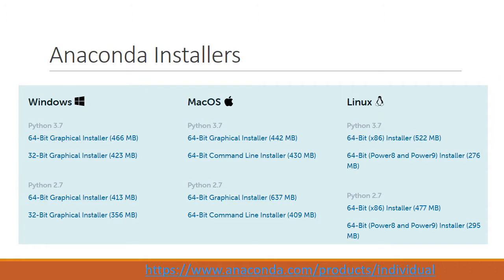You will be provided with a list of download options for your specific computer type. You'll probably select between Python version 3.7 64-bit graphical installer for Windows or Python version 3.7 64-bit graphical installer for Mac OS. To download the Anaconda install package, simply click on the desired option from this list.